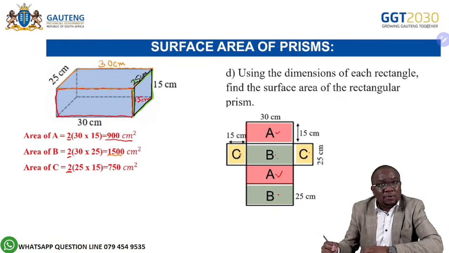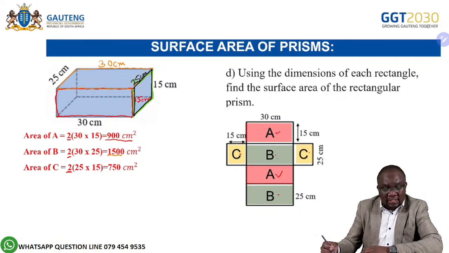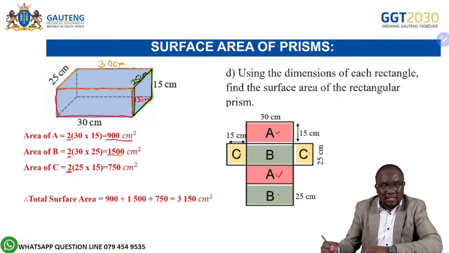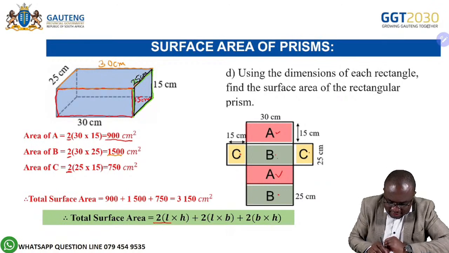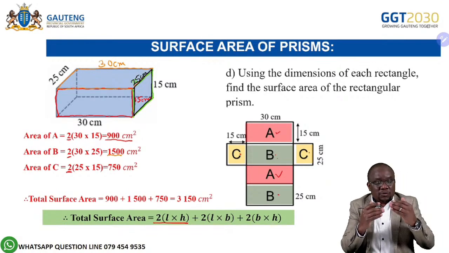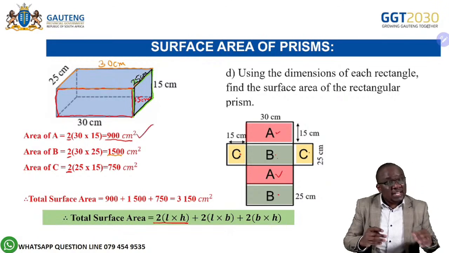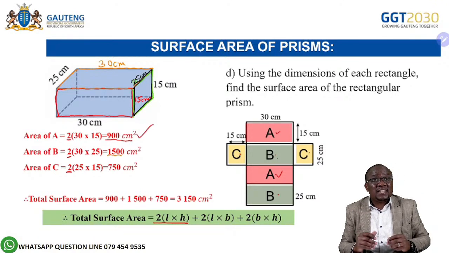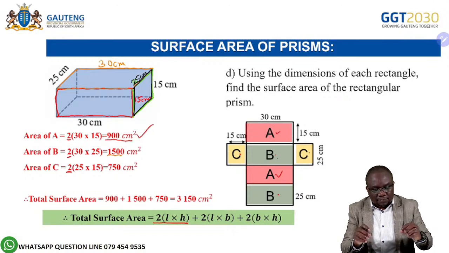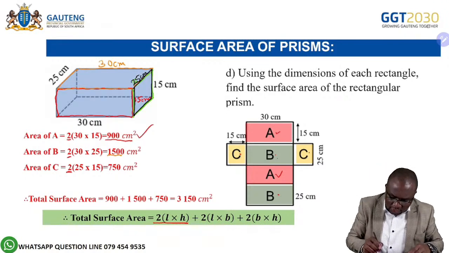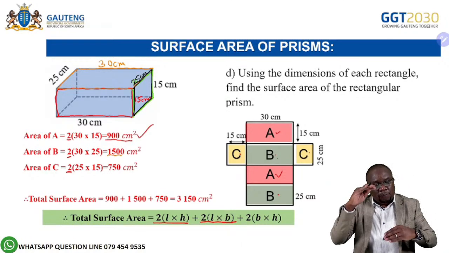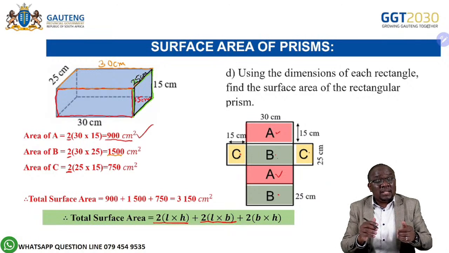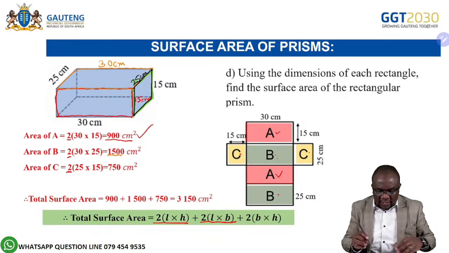Okay, but now there is a formula that you may use. I'm going to show you the formula to do this once. You can say that the total surface area is 2 times length times height. Like the first one, the A's, we said 30 times 15. 15 is the height. Do you see that? So it's the length times the height. And then we went to 2 times length times breadth, which was the top one and the bottom one. 30 is the length, 25 is the breadth. So 2 times length times breadth. That's the formula there. And then plus.